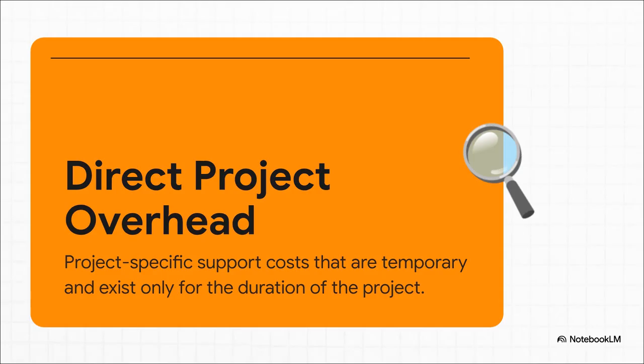Now, the official term is direct project overhead. And I know that sounds a little confusing, but let's break it down. The word direct here just means it's tied directly to your specific project. But the word overhead means it supports the whole thing, not one individual task. And here's the key. These costs are temporary. The second the project is over, poof, they're gone.